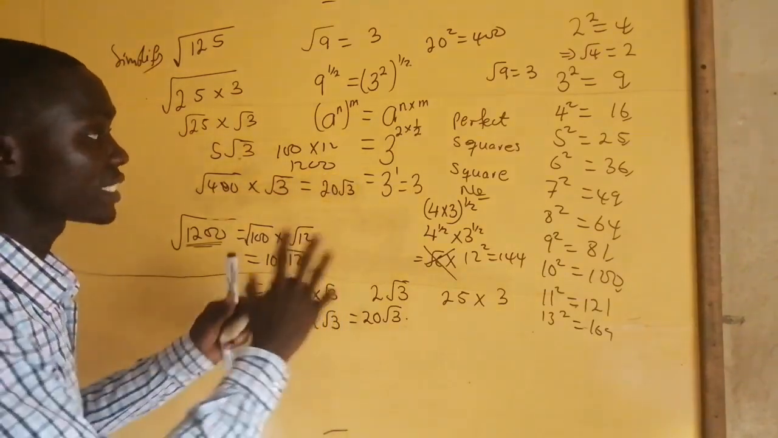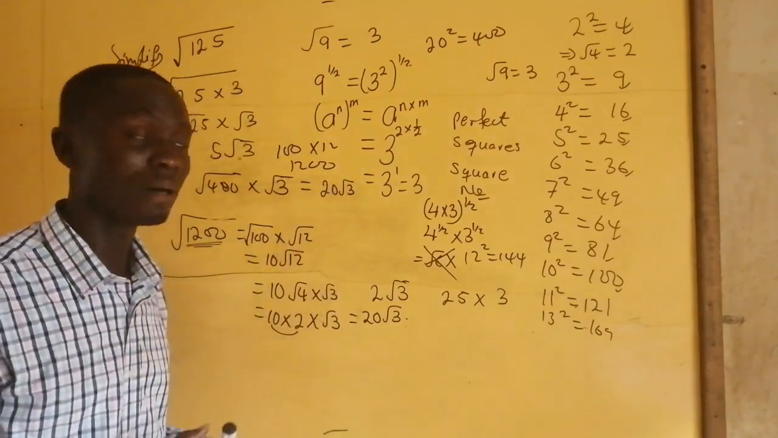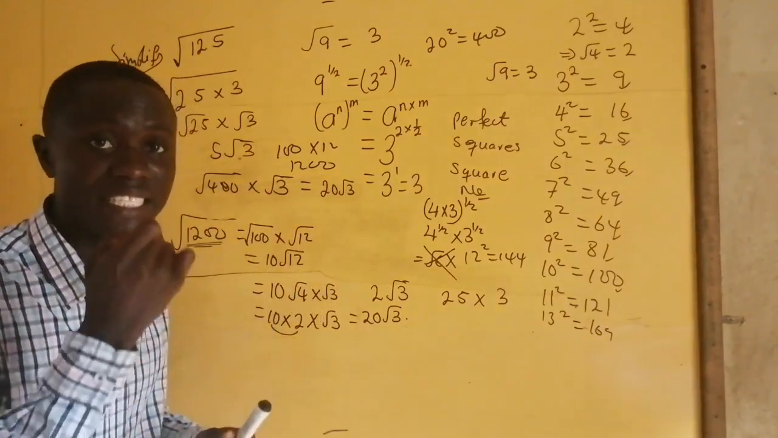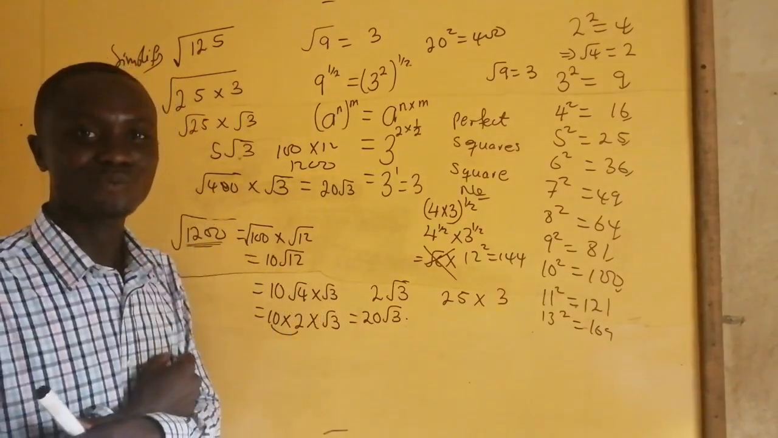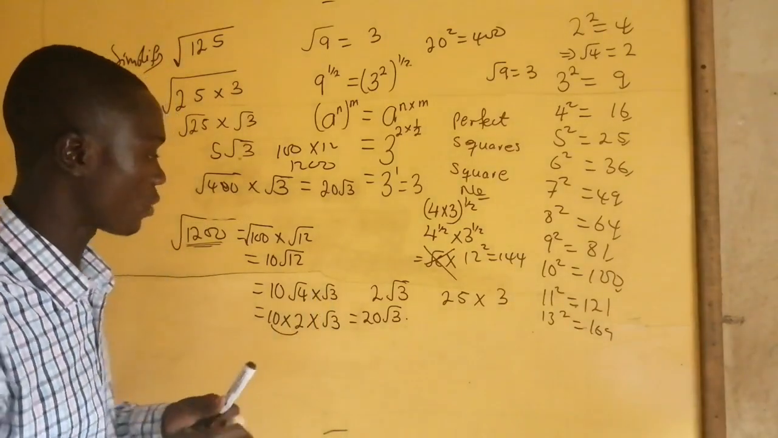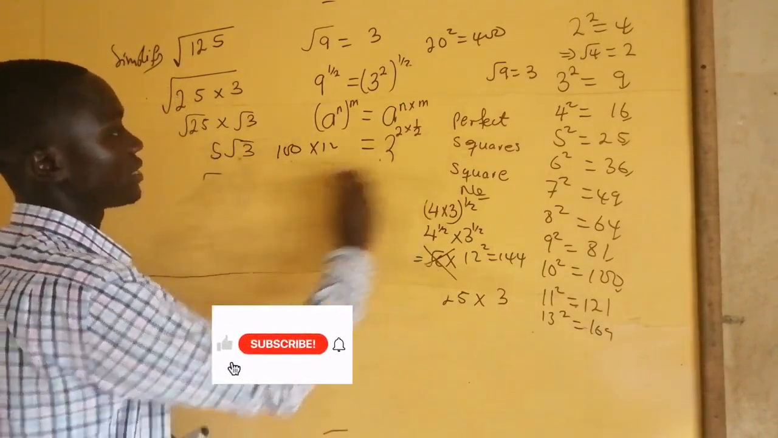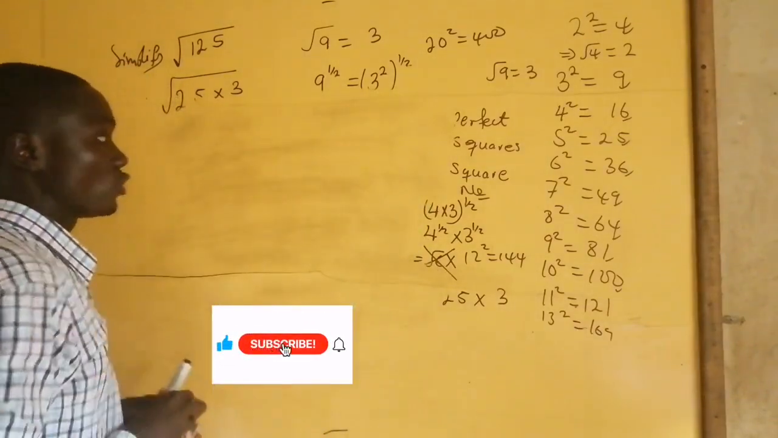So that is how we simplify a given number under the radical, precisely under the square root. So it's very, very simple. Now, check this and then let's see. Can you do this one?